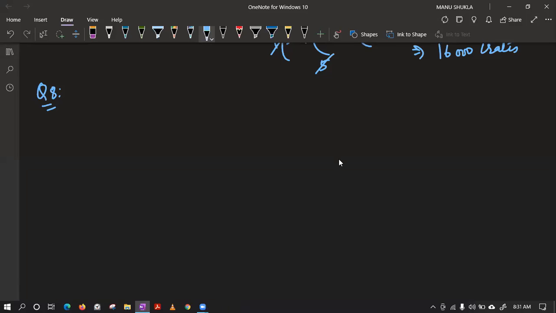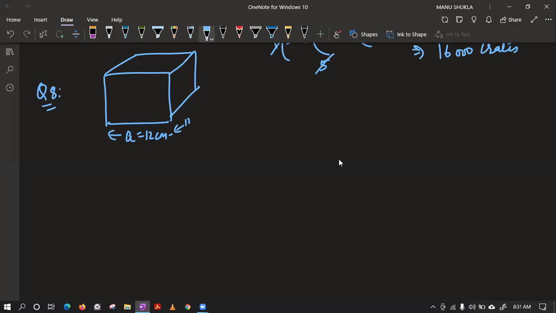Question number 8: a solid cube of 12 centimeter. So there is a solid cube like this of 12 centimeter. All sides are equal because it is a cube, and it is cut into 8 cubes of equal volume. So there are how many small cubes? 8 cubes. We don't know the dimension. Let us assume the dimension of the small cube to be p.